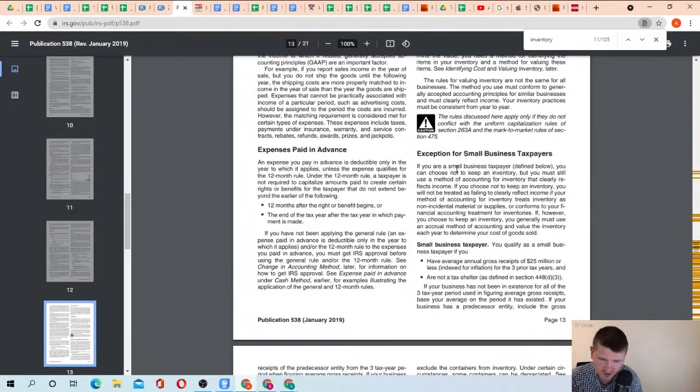Exception for small business taxpayer. You can choose not to keep an inventory, but you must still use a method of accounting for inventory that clearly reflects income. If you choose not to keep inventory, you will not be treated as failing to clearly reflect income if your method of accounting for inventory treats inventory as non-incidental material or supplies or conforms to your financial accounting treatment for inventories. If, however, you choose to keep inventory, you generally must use an accrual method of accounting.